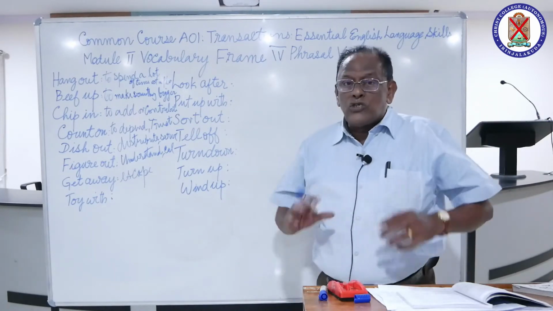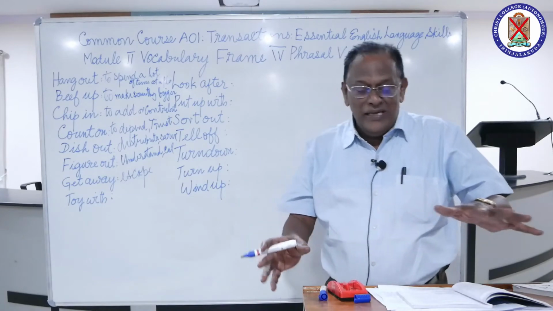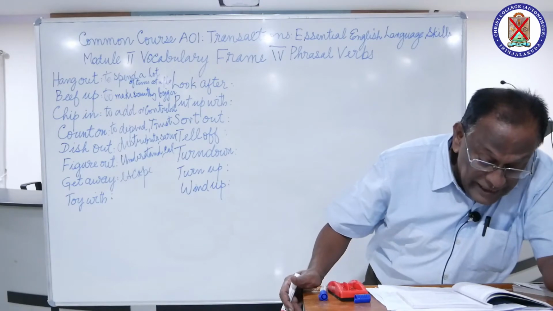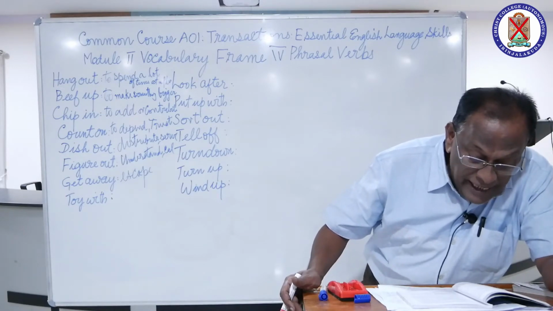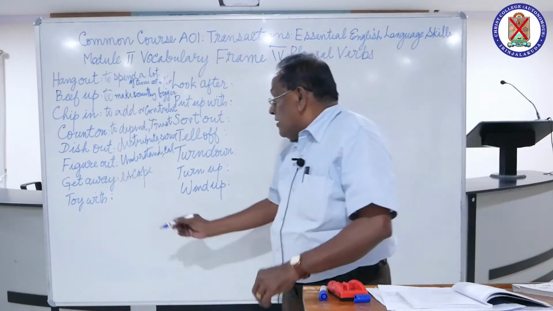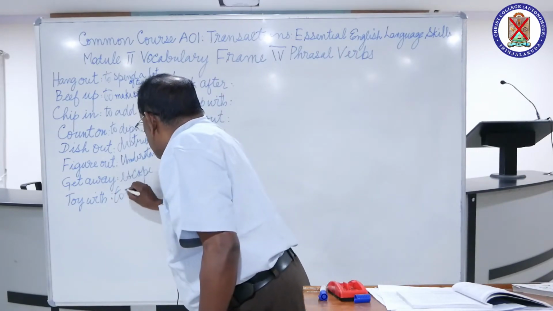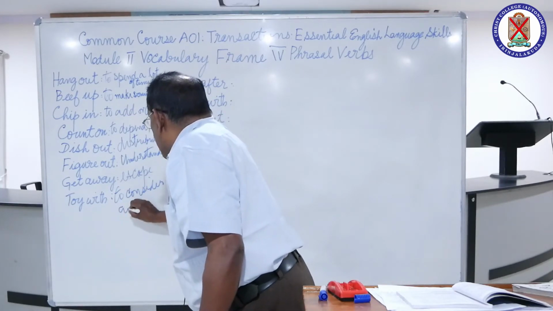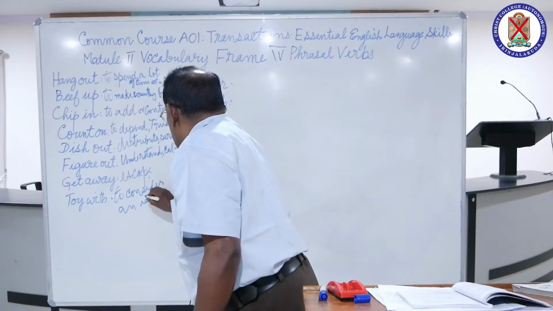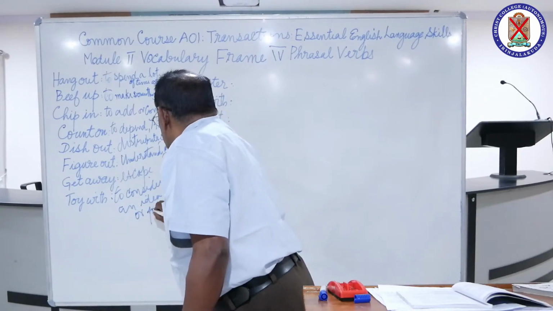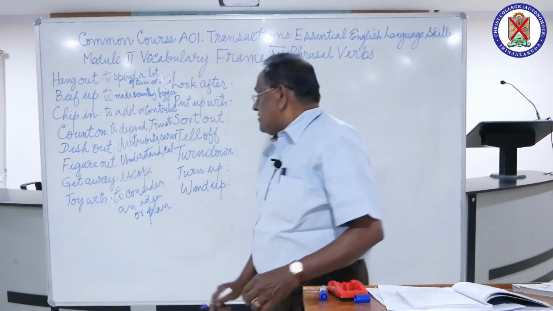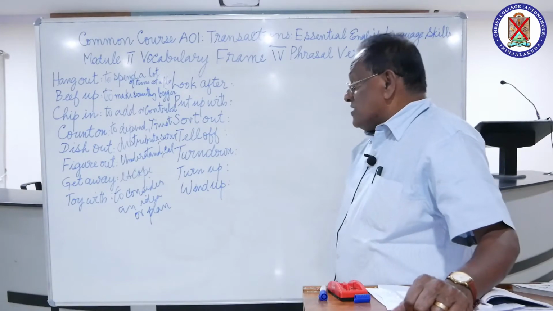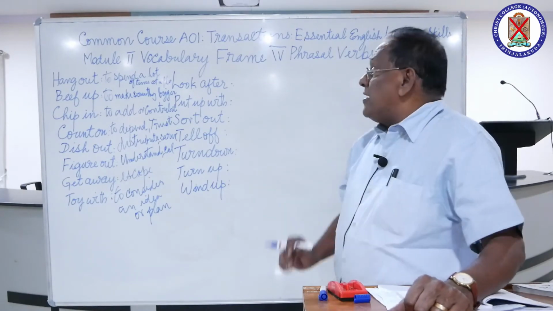Next one is toy with. It has nothing to do with toys, but it has a different meaning. Toy with means to consider an idea or plan. Toy with is another phrasal verb which means to consider an idea or plan.